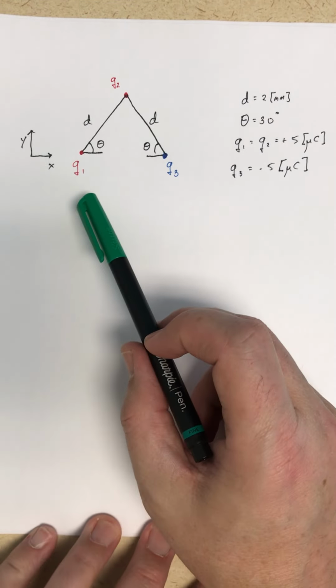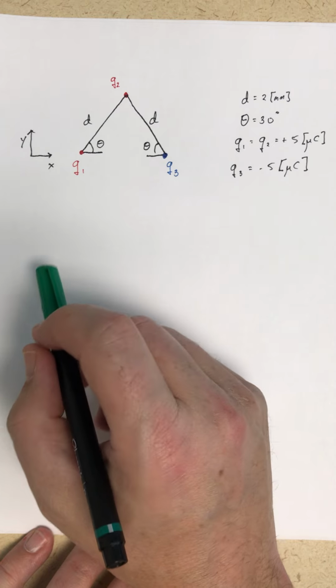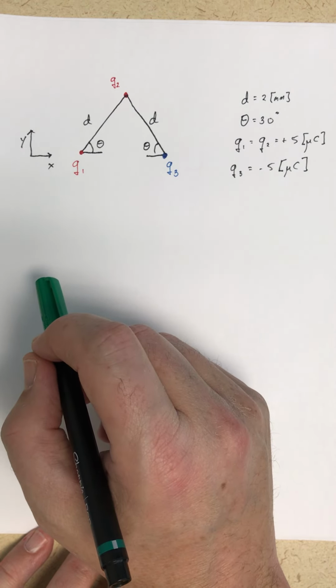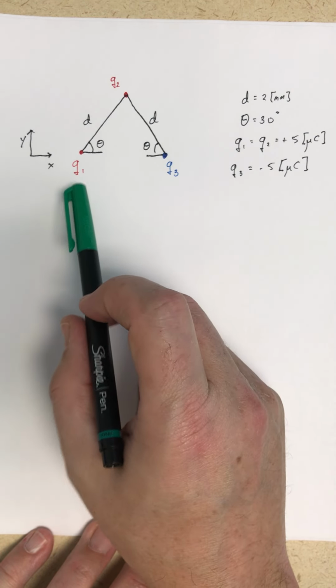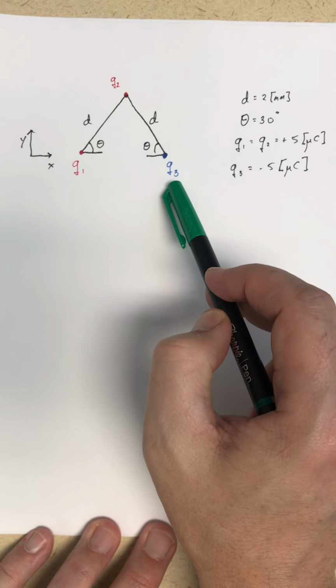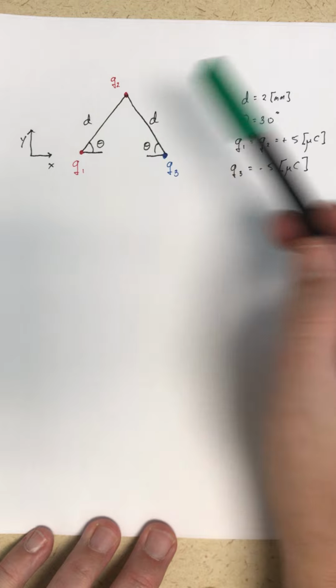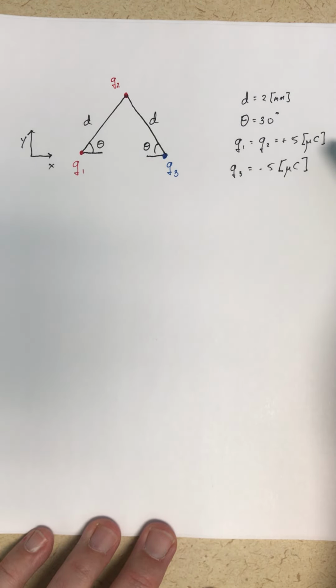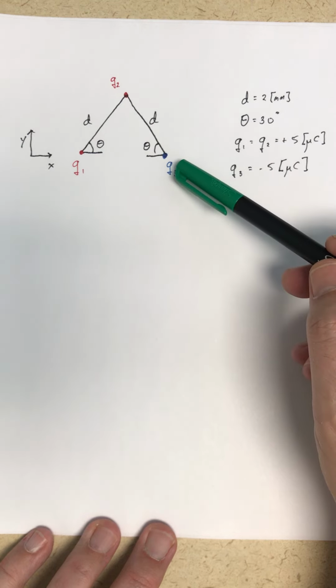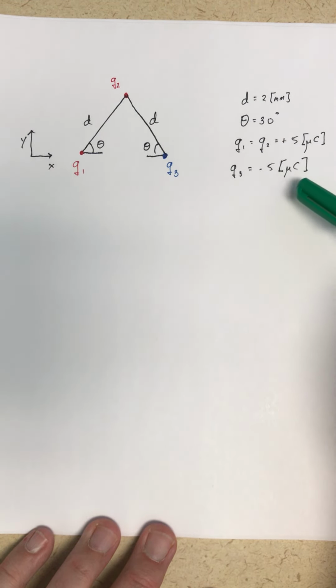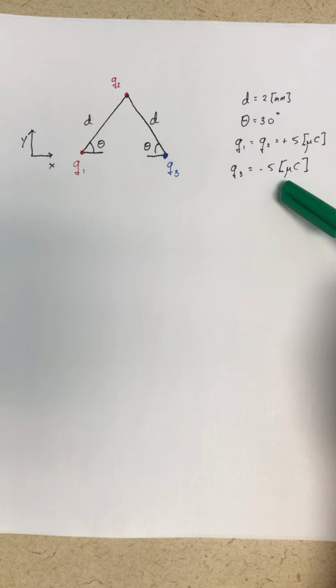We'll work on an example of using Coulomb's law to calculate the force on a charge due to other charges. So I've got three charges, Q1, Q2, Q3. Q1 and Q2 are both positive charges, and they're 5 microcoulombs. Q3 is a negative charge. Its charge is minus 5 microcoulombs.